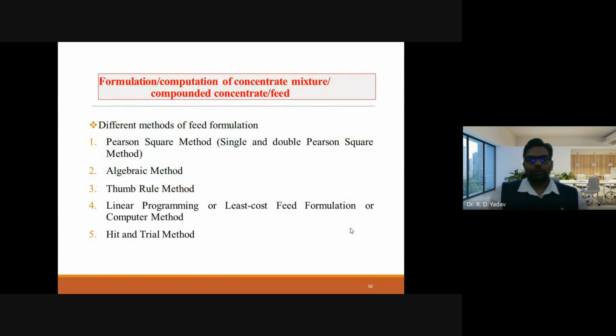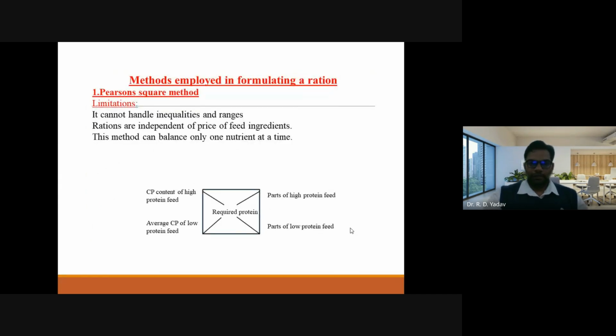So now the main part: what are the different methods for concentrate formulation? These are the 5 methods: Pearson square method, Elbring method, thumb rule, linear programming or least cost formulation, and hit and trial method. We will discuss them one by one. The first method is the Pearson square method. It is very easy and very useful if you have only 2 to 3 ingredients.